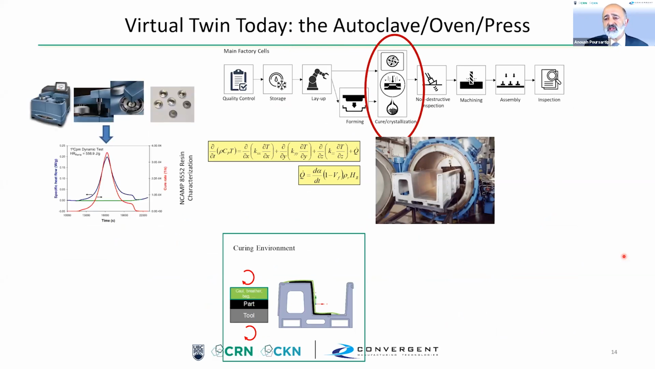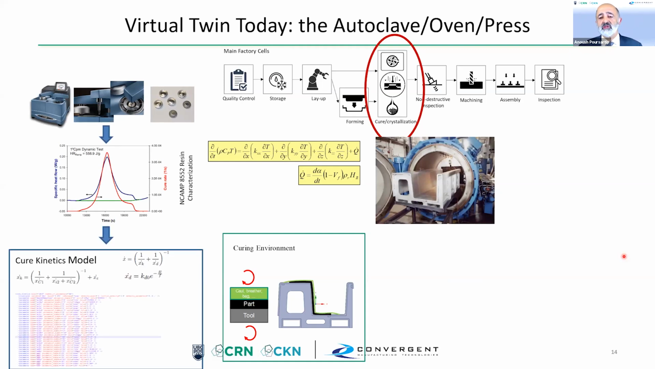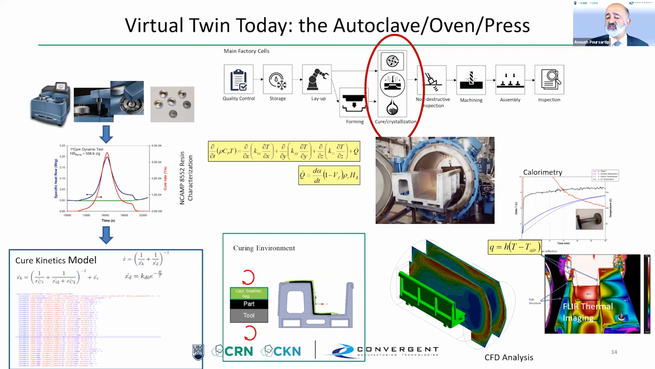There are now very well established methods for doing cure kinetics models and other material property models, certainly for epoxies. So we do a large number of tests. We reduce that, we fit it with the appropriate cure kinetics model, and we end up with a virtual material. The key piece that is missing are the boundary conditions. We need to understand the heat transfer below the tool and above the tool. It's a very complex airflow at times. For that, we can do CFD analysis, we can do calorimetry, or we can do IR thermal imaging.